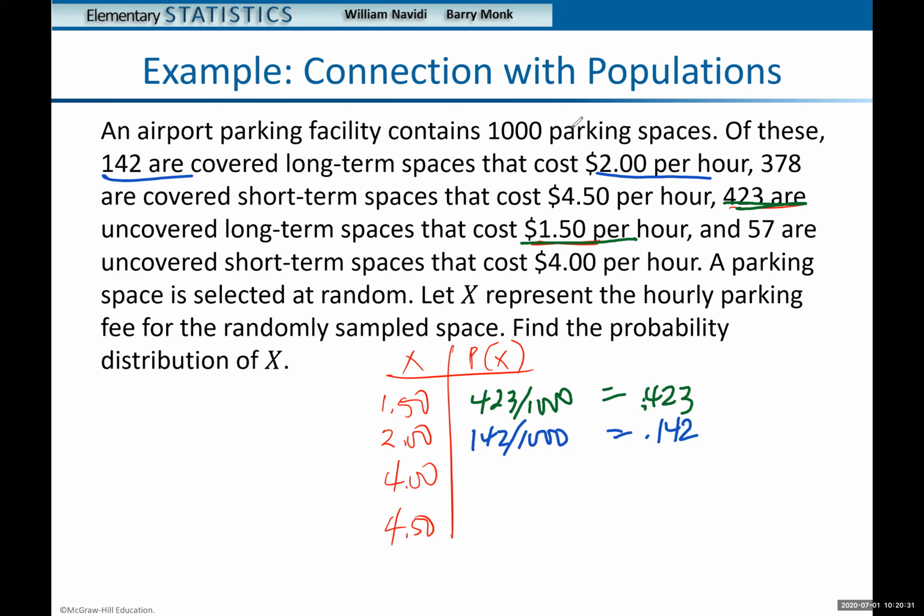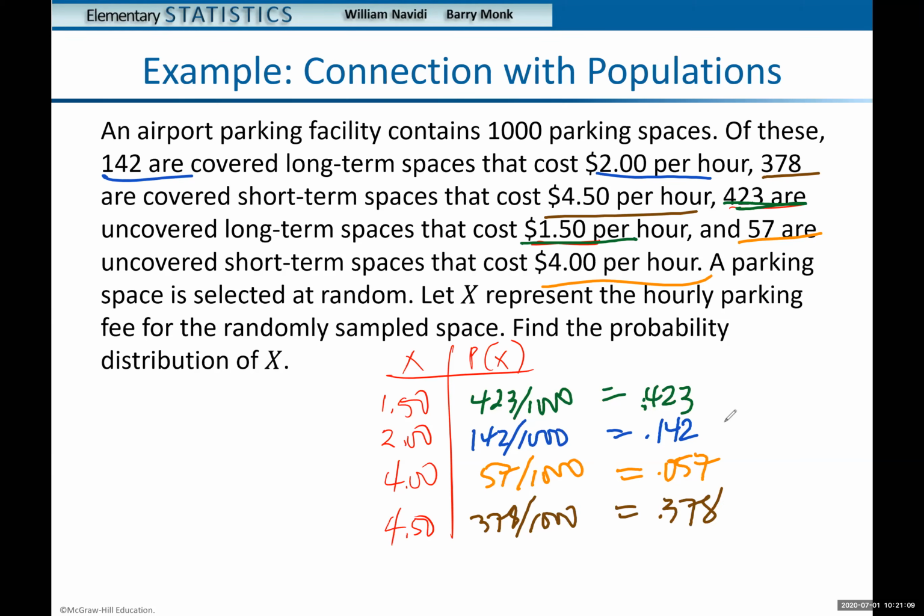Next, 57 are uncovered short-term spaces that cost $4 per hour. So that is 57 out of 1,000, which is 0.057. And the last one, $4.50: 378 are covered short-term spaces that cost $4.50, so that is 0.378. So this is our probability distribution.